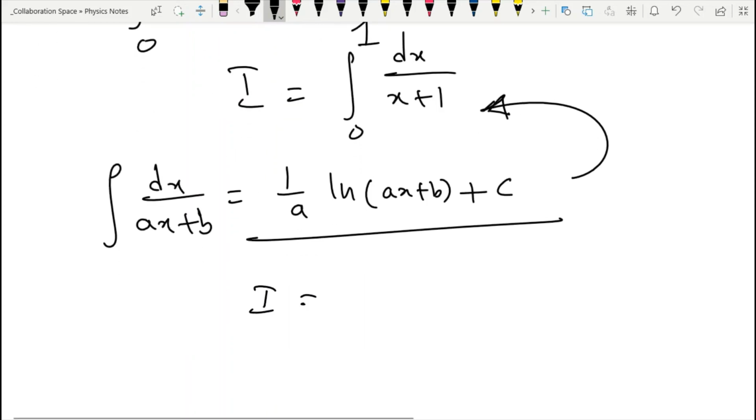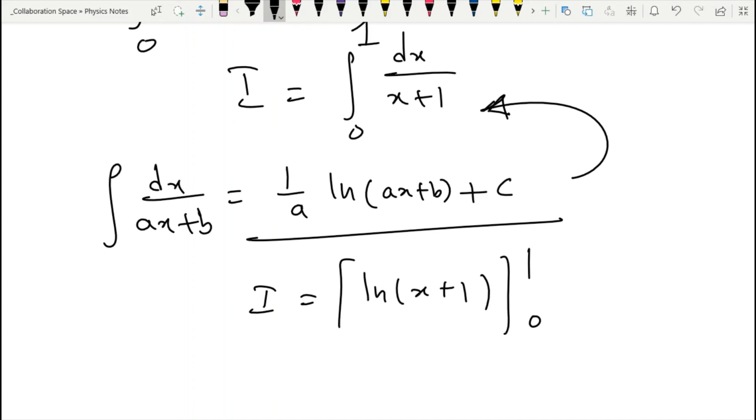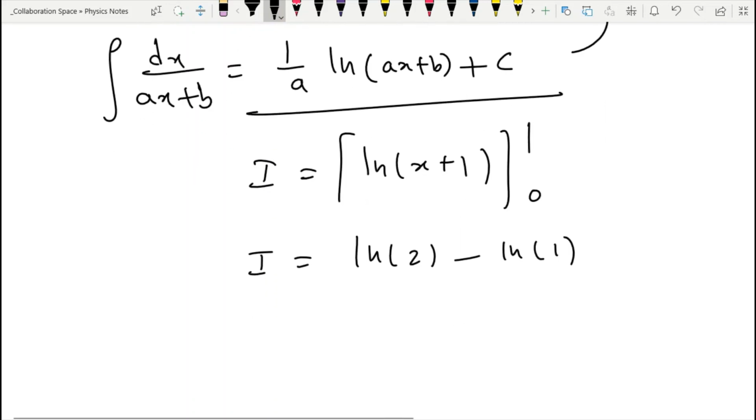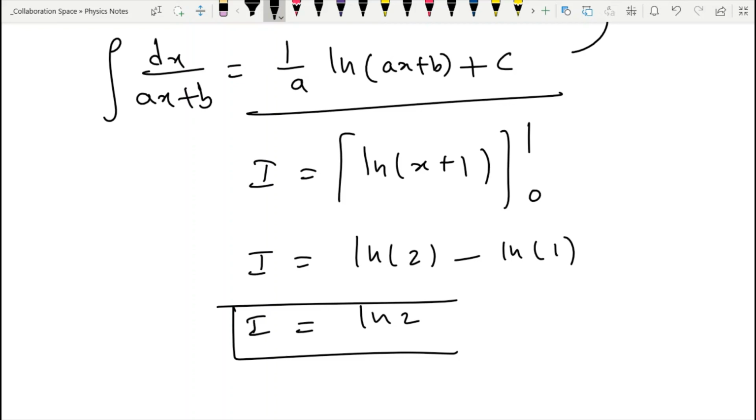And the integration from 0 to 1 of dx divided by x plus 1 is ln(x plus 1). You can apply the limits 1 to 0. Whatever value we get, ln 2 minus ln 1. The ln 1 value is 0. The answer for this integration is ln 2.